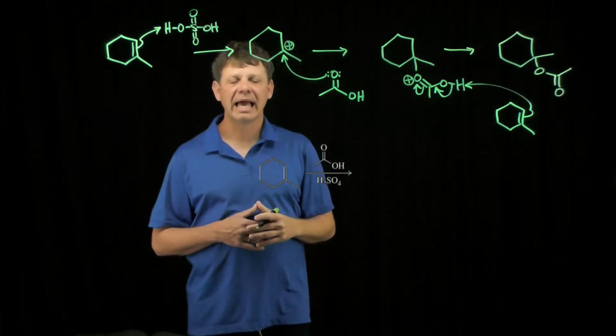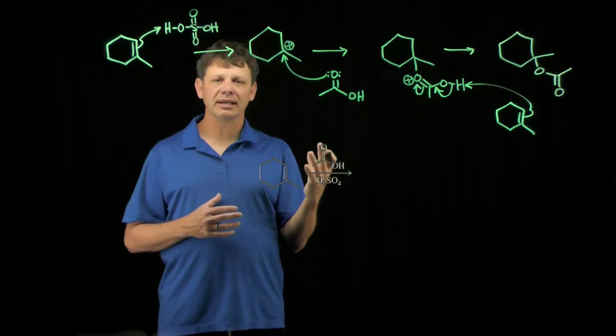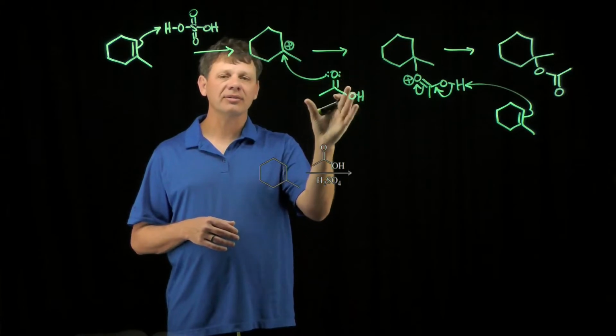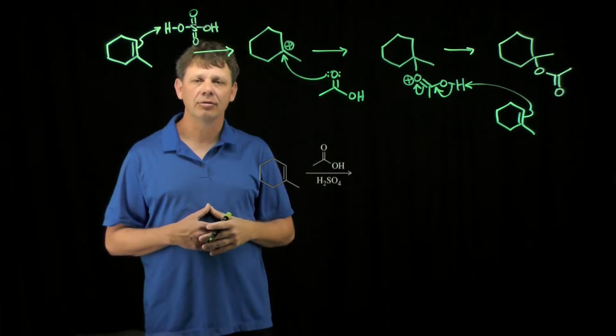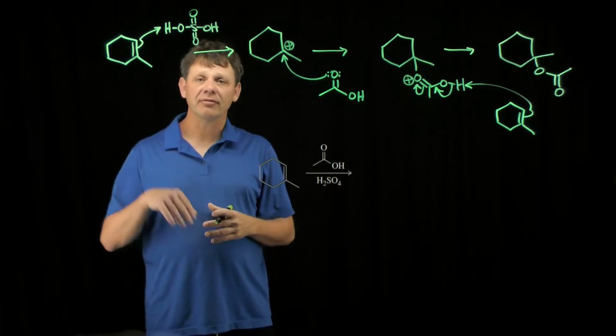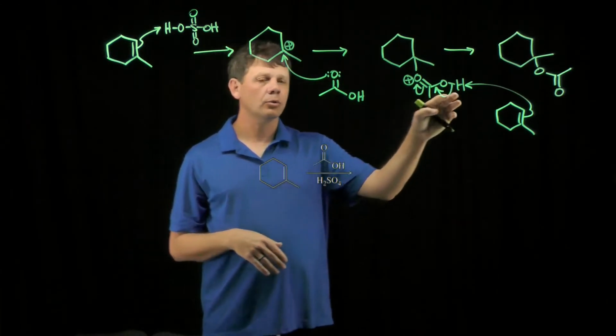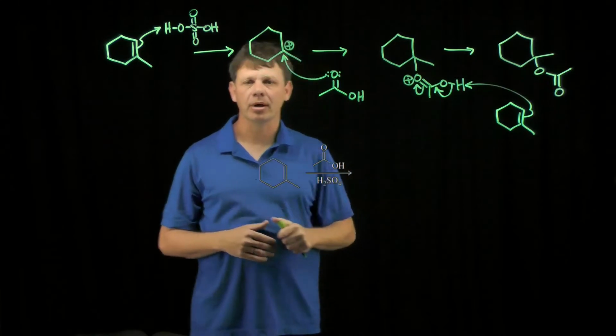So we've essentially done a nucleophilic addition, or an electrophilic addition, of a carboxylic acid to an alkene through this mechanism. It should look very familiar. Protonate, make a cation, nucleophile attacks, remove a proton to give that product.